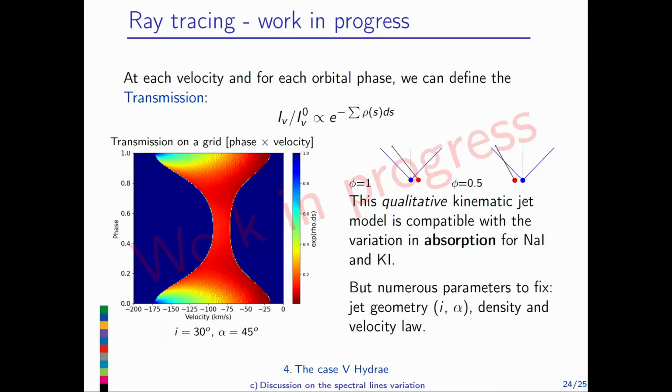But as it is written here on the graph, we cannot draw conclusions from this kind of work because we have numerous parameters to fix. For example, here I have said that the inclination is a given value, the opening angle is another given value. So we have to fix the geometry, fix the density and the velocity law. We don't know if they are really physical. And we don't take into account any radiative transfer process. So this kind of model is interesting, but it's quite a toy model.